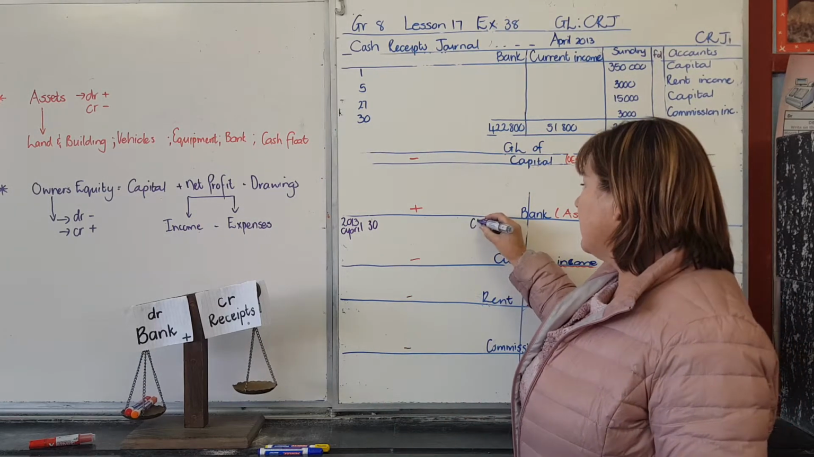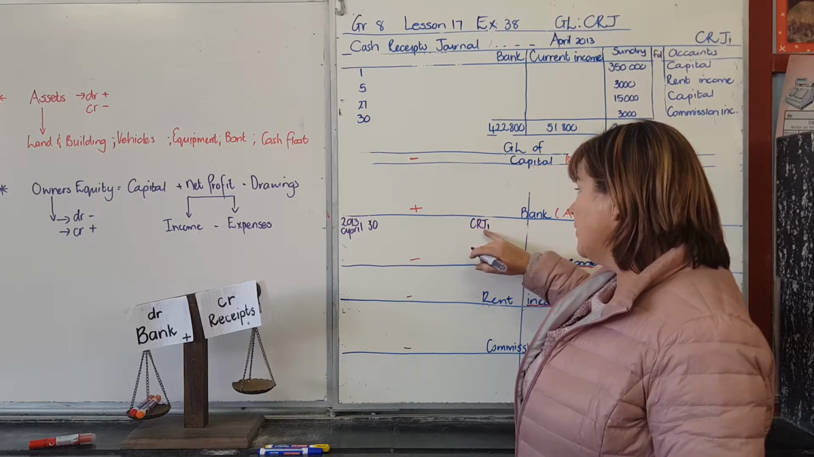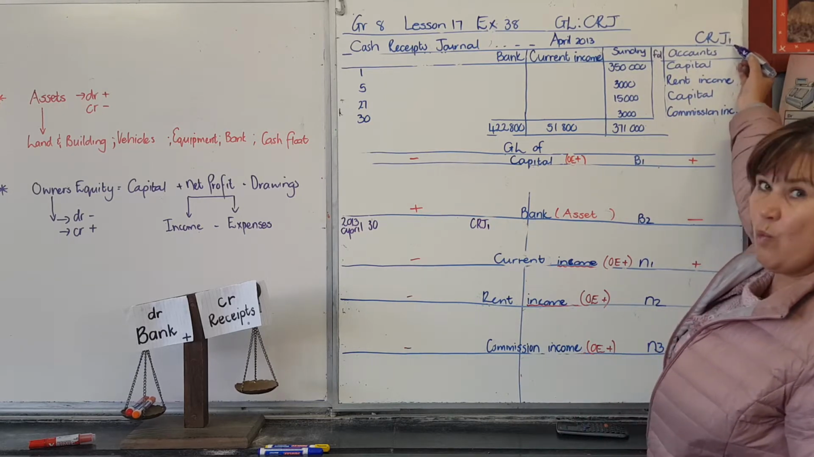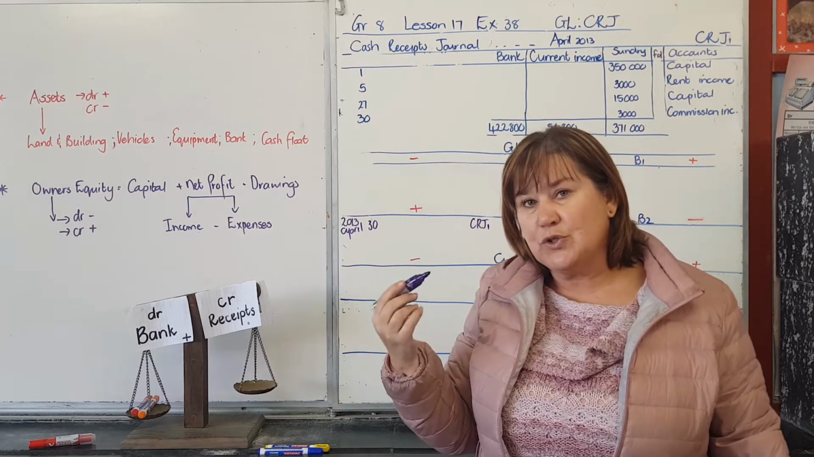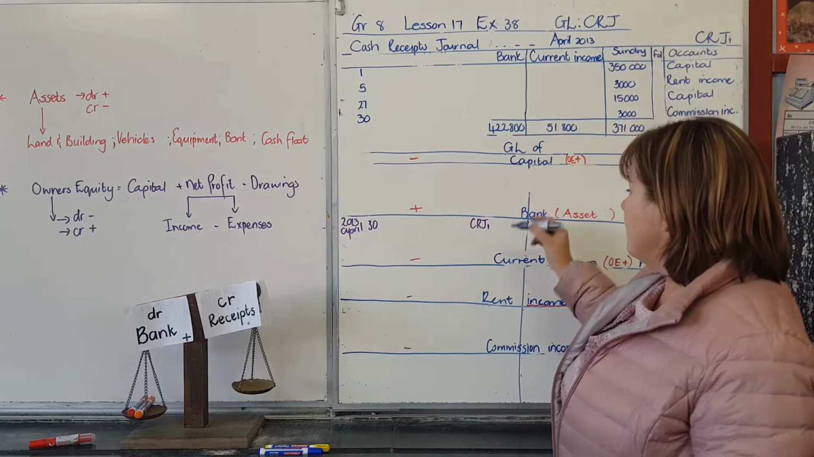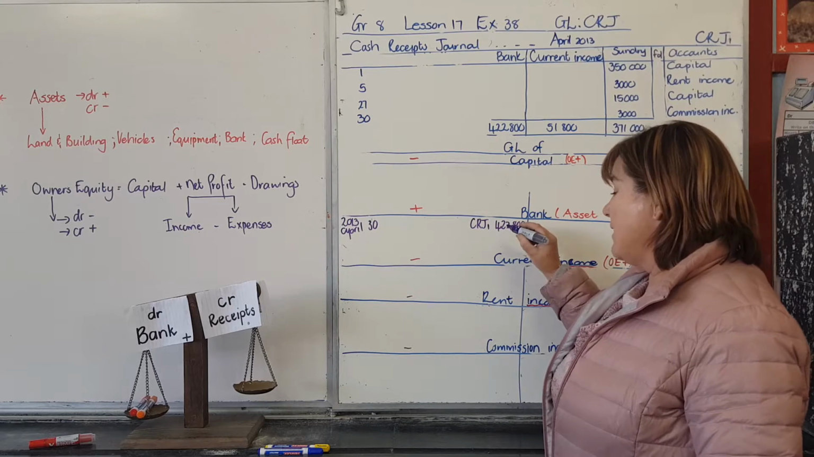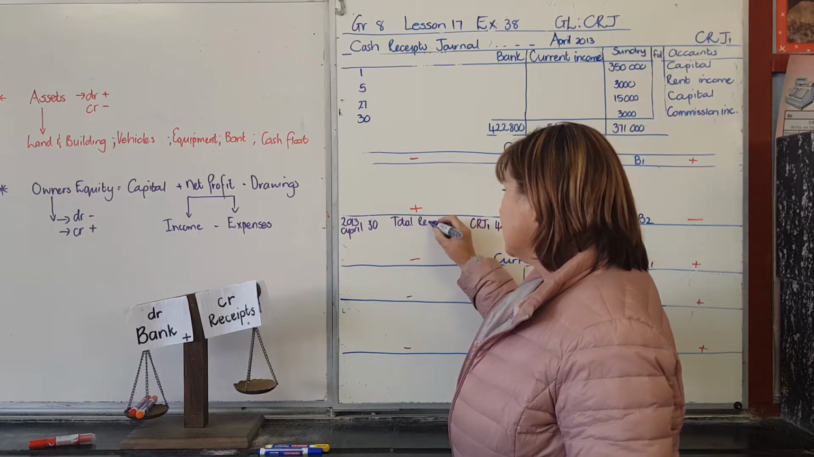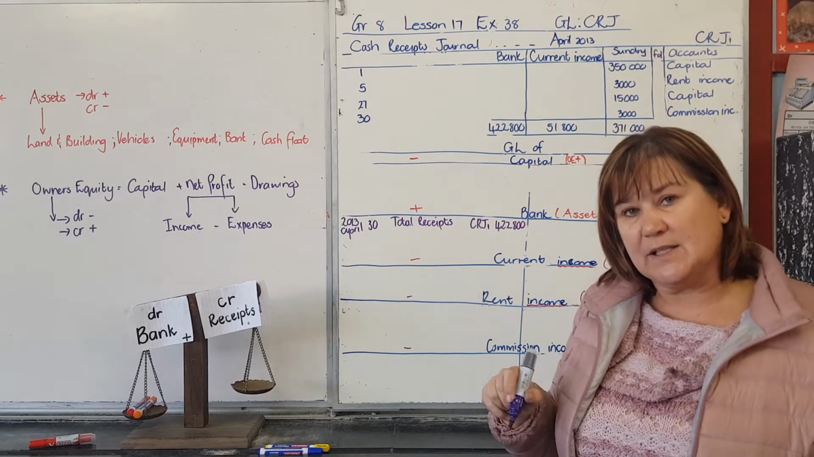Where did we get our info from? From our cash receipts journal number 1. So May will be cash receipts journal number 2. June will be number 3. All right, and then the amount came to 422,800 Rand. And that's our total receipts for the month.